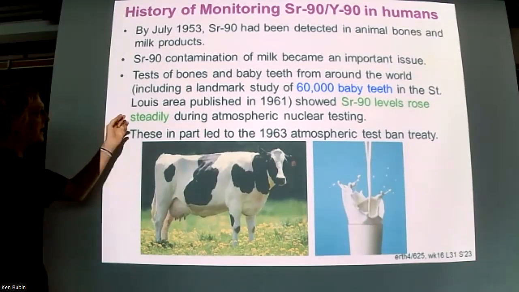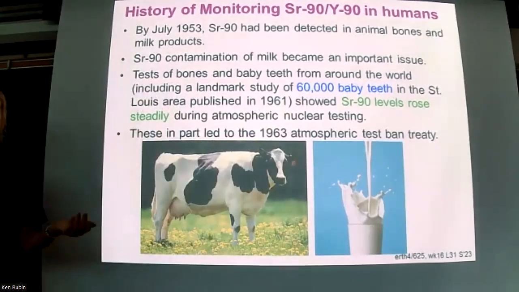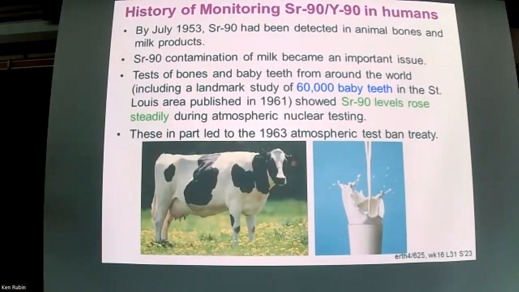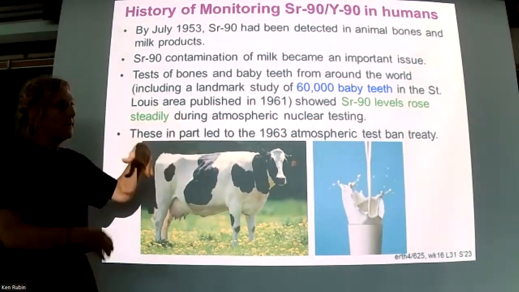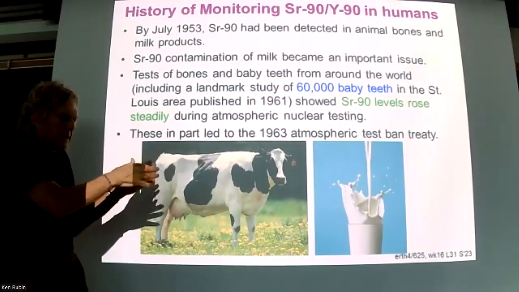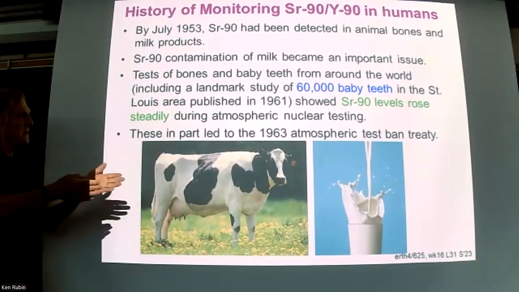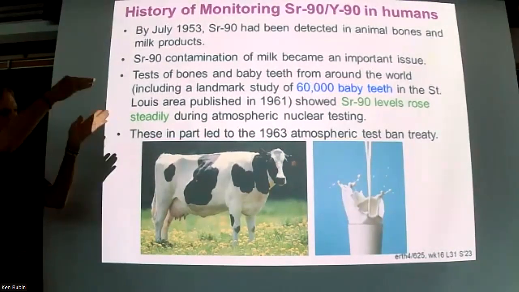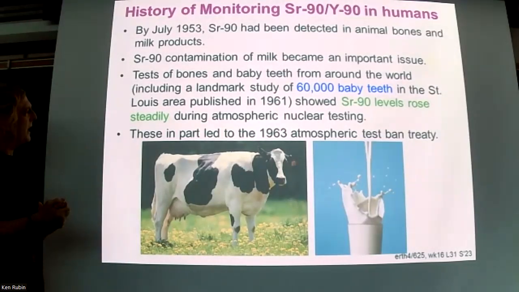There was one famous study published in '61, 60,000 baby teeth collected in the St. Louis area. And most people felt like it was their patriotic duty to give over their child's baby teeth to these kinds of studies. And they showed the concentrations of strontium-90 increasing steadily throughout this period because of the above ground nuclear testing rate. This is before the test ban treaty, which went into effect in 1964. So we had each year higher and higher and higher concentrations. And then in '64, when they signed the treaty, that stopped.